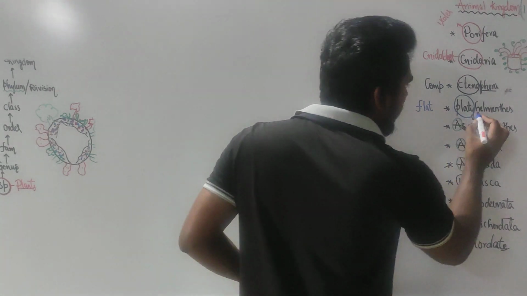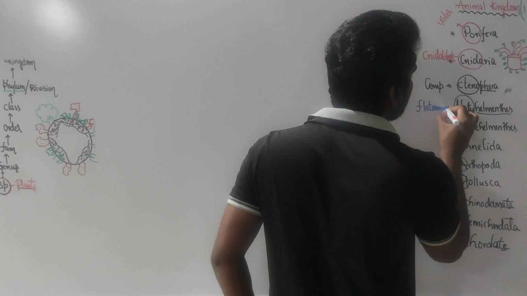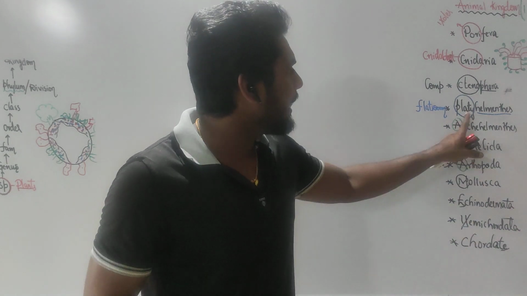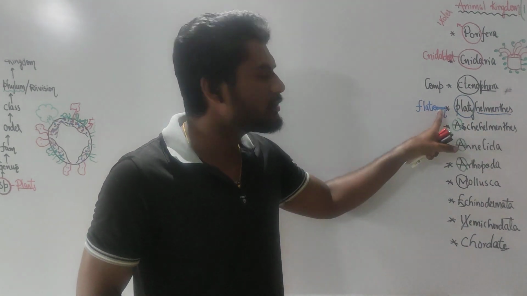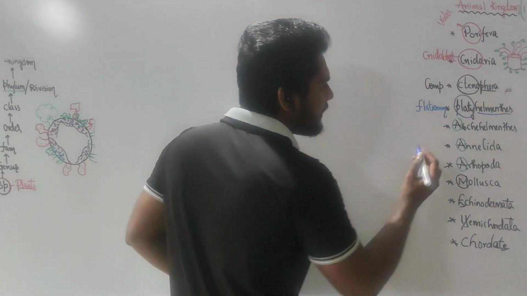And helminthes. What is the meaning of helminthes? Helminthes means worm, W-O-R-M. Platy means flat, helminthes means worm. So they are commonly called flat worms.